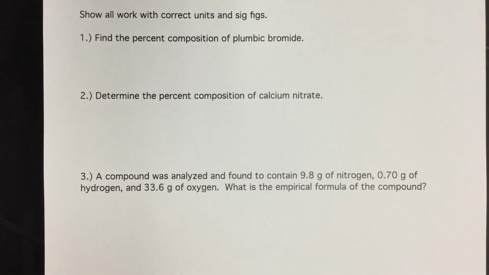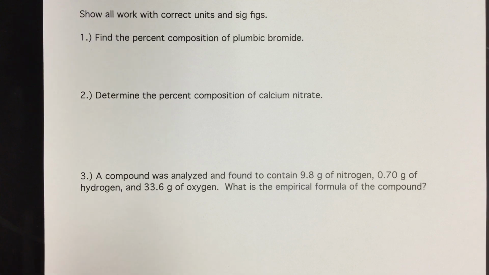We'll do one together. And keep in mind that percent composition, all you're doing is calculating the percentage of each element that makes up a certain compound. So depending on how many elements are in that compound, you'll have to do that many separate calculations. So why don't we go ahead and do number one. This is calculating the percent composition for plumbic bromide.